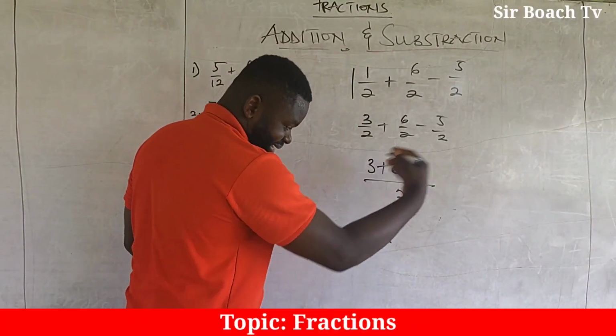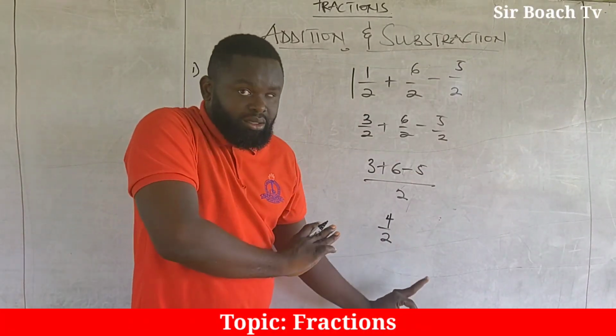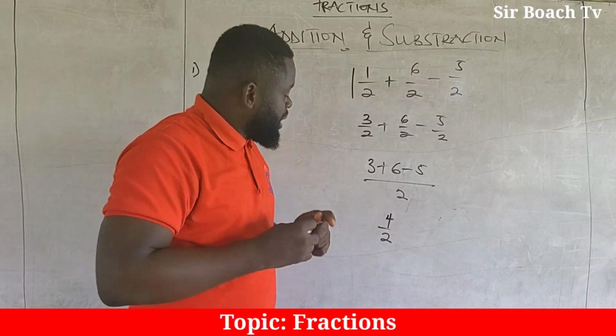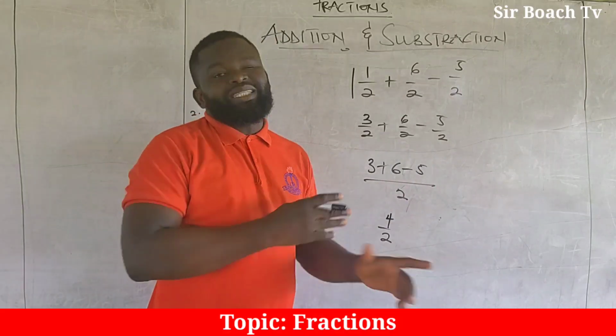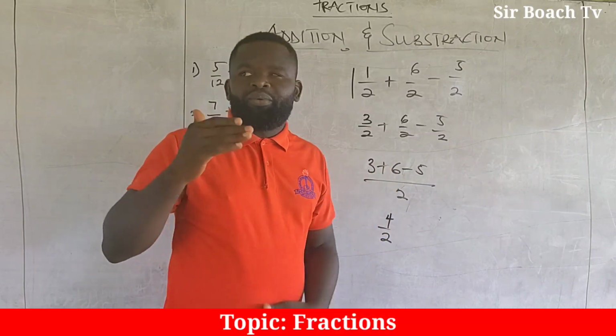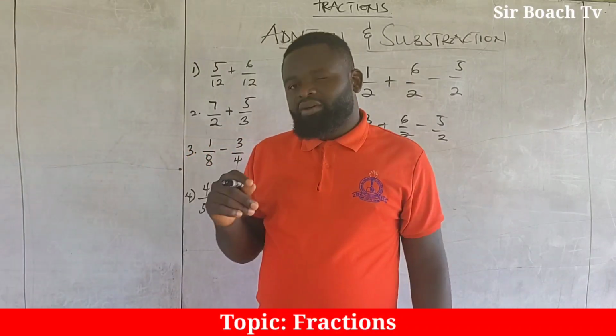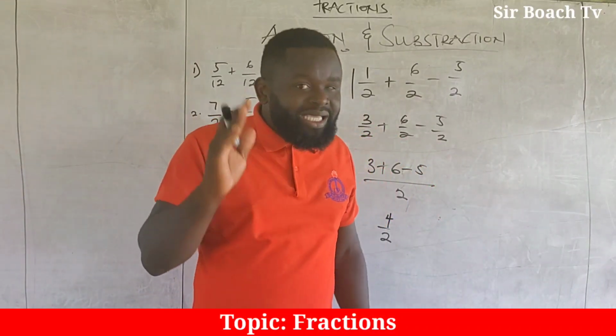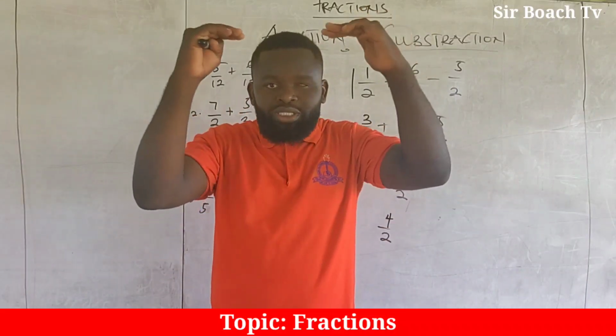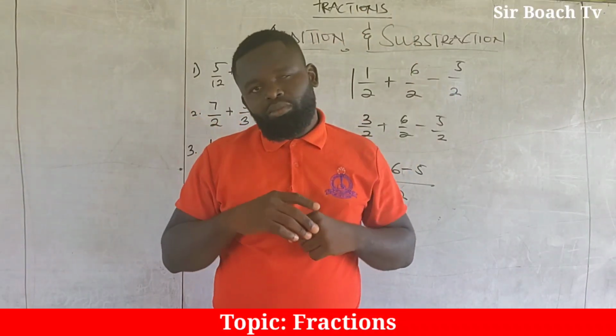And we can still break it down and get 2. But I want to leave our answer like this for now because of what we are doing. Okay, so our answer is 4 over 2, because the denominators are the same. When the denominators are the same, we don't think plenty. We just have to what? Concentrate on the numerator and just move along.